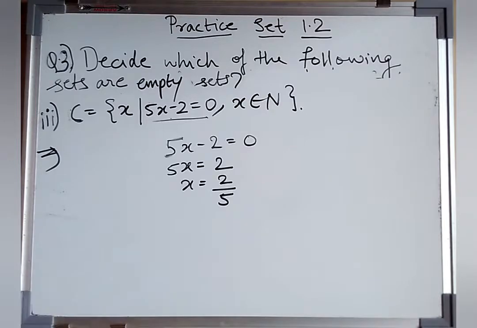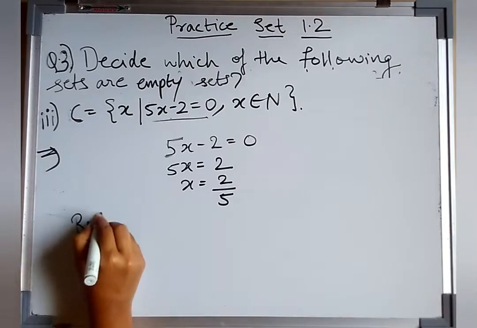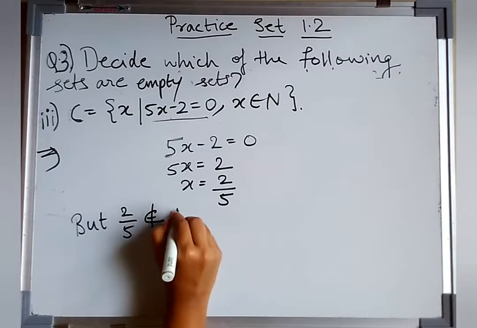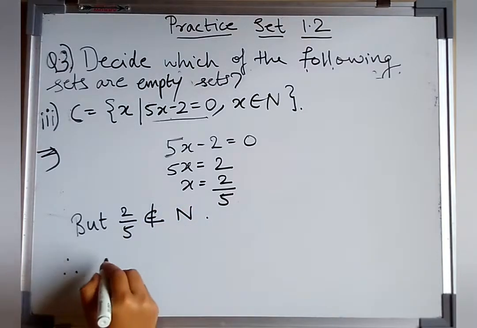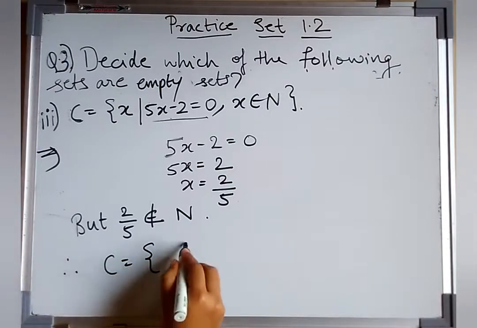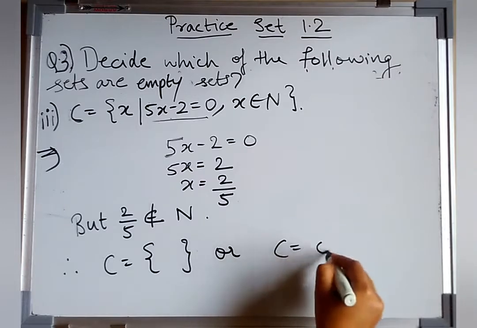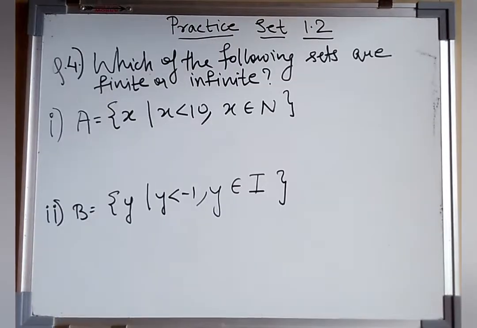But 2 by 5 does not belong to N. Therefore C is equal to null set, or how can we write it using symbols? C is equal to null set. Okay, so we are done with question 3.